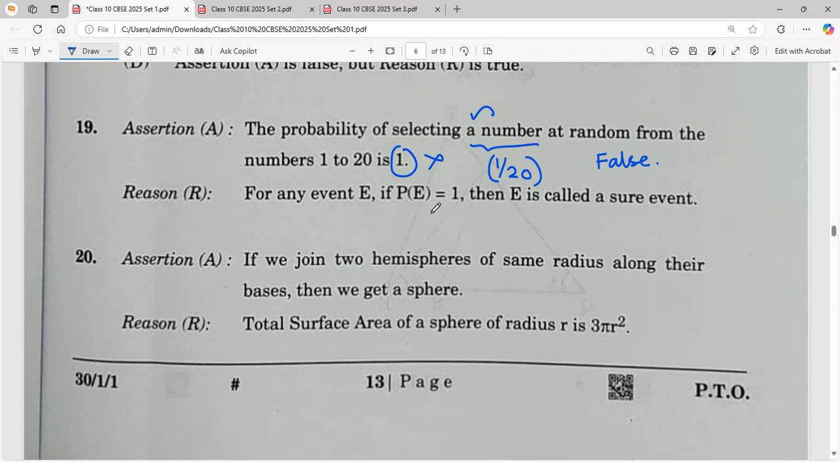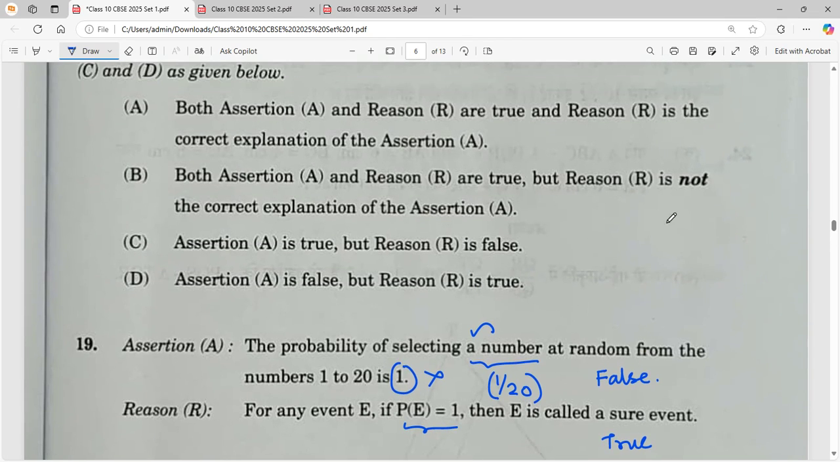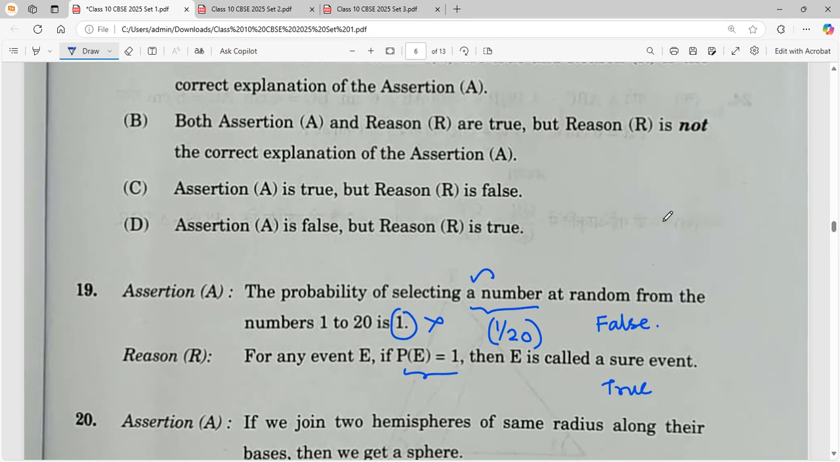For any event E, if P of E is equal to 1, it is called a sure event. That's true, because the probability of any event, if it is 1, then it's a certain or a sure event. So this reason is true. So the correct option would be assertion is false, but the reason is true. So the correct answer would be option D.